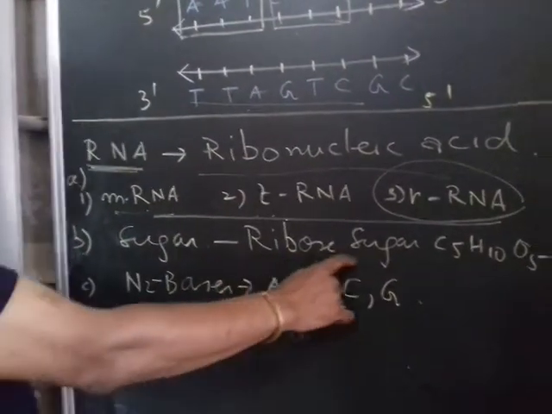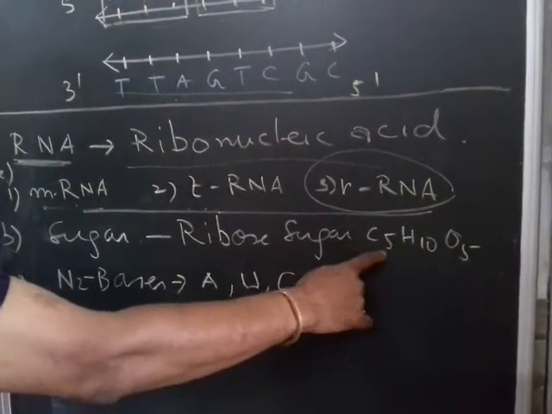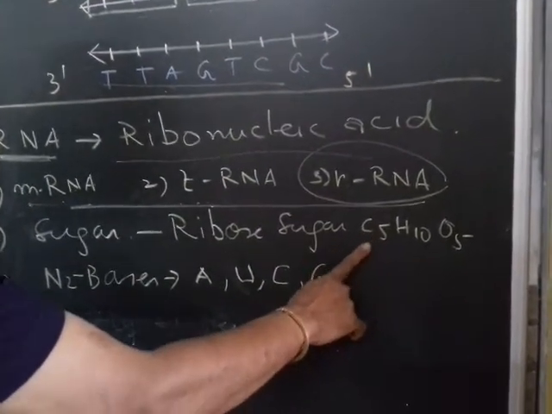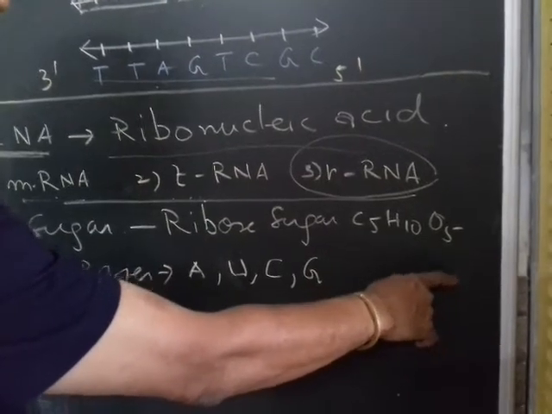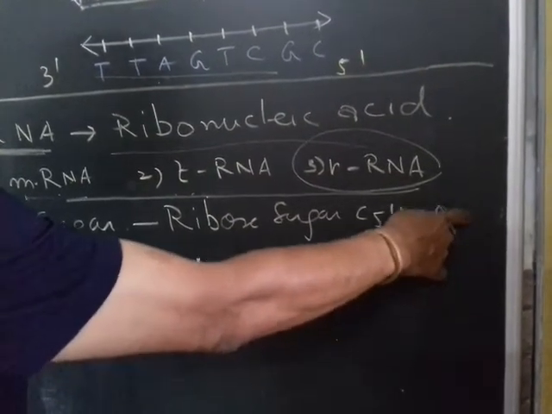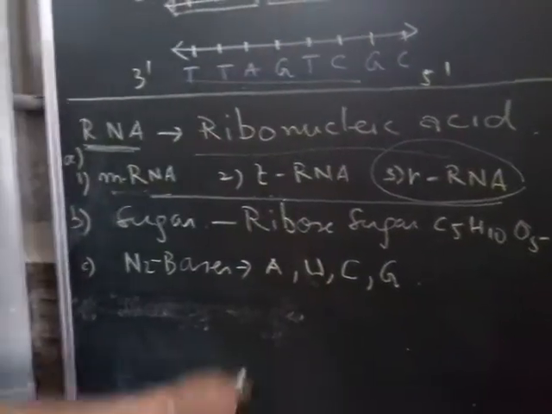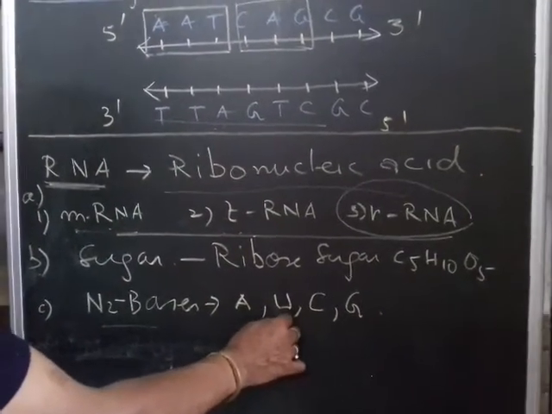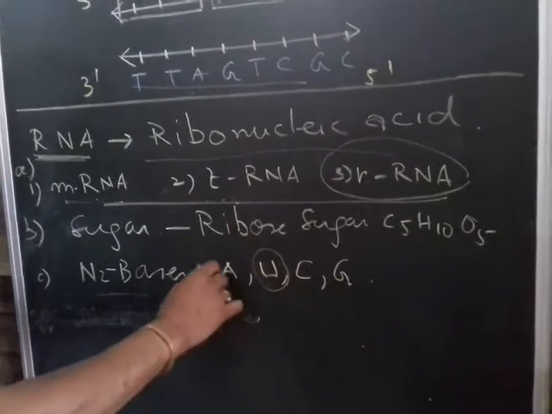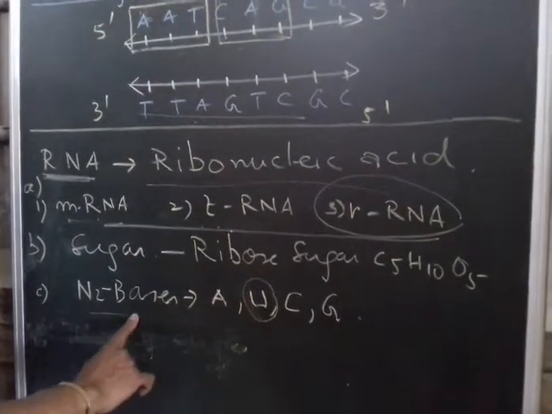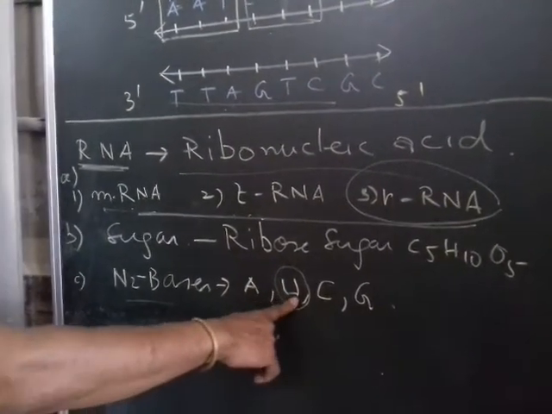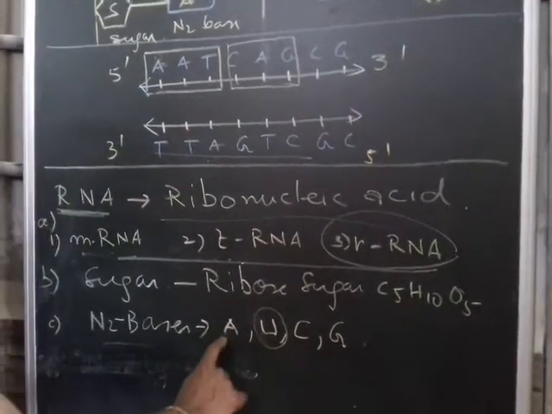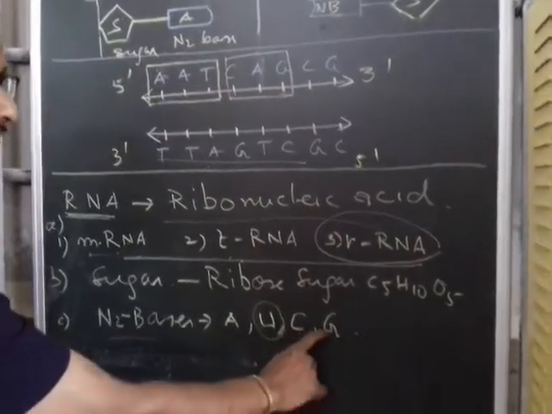The sugar is a ribose sugar. The formula will be C5H10O5. If it is deoxyribose sugar, it will be C5H10O4. One oxygen less, that's why it's called deoxyribose. This is called ribose sugar. The nitrogenous bases in RNA will be a little bit different. Instead of thymine, you have uracil. Thymine is not present in the RNA. Instead, that pyrimidine base is substituted by uracil. So AUCG is adenine, uracil, cytosine and guanine.